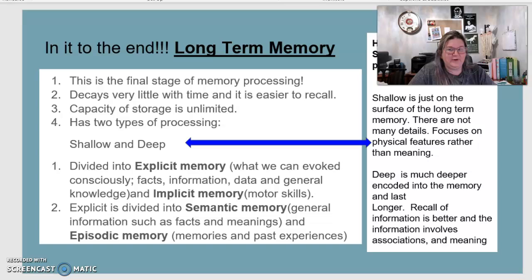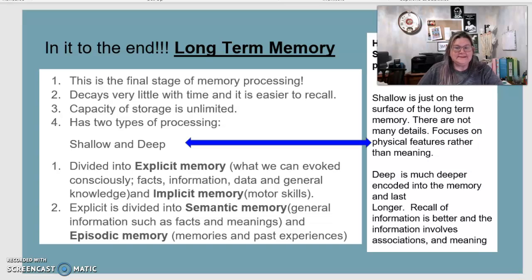Also, long-term memory can be further divided into explicit memory. This is information that we can evoke consciously: facts, information, data, general knowledge. And implicit memory, motor skills. An example of implicit memory would be driving a car. You don't have to sit there and go, my hand's going to rock back and forth, I'm going to look both ways. It just becomes a motor skill that you can do without actually having to go through the steps. Whereas explicit is more data, general knowledge, how to do a math problem.